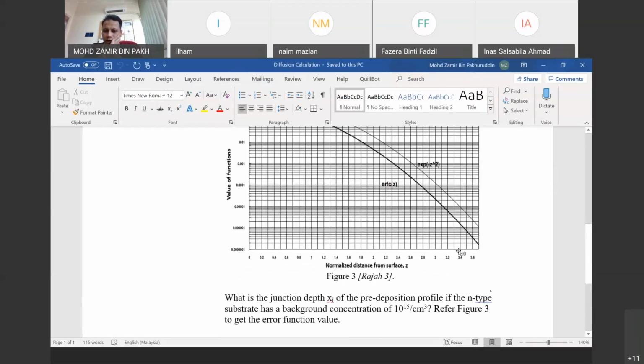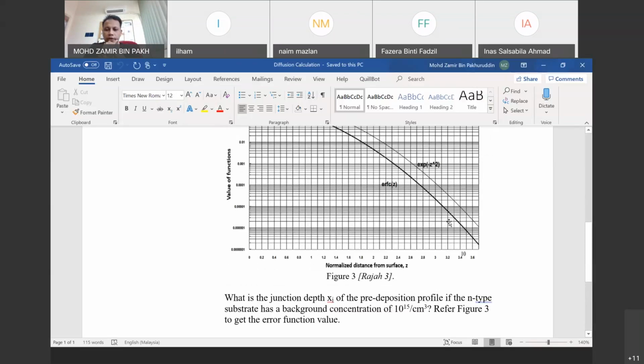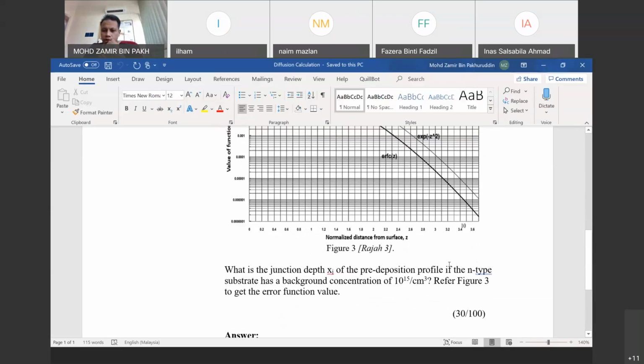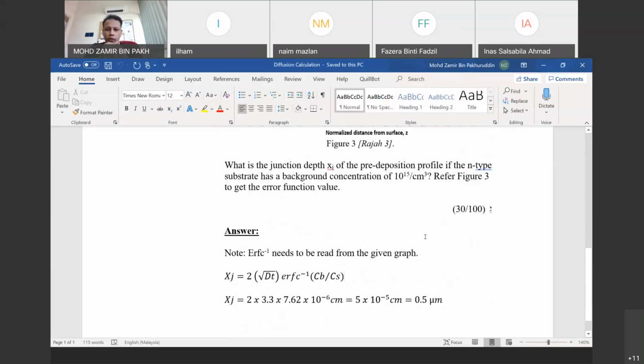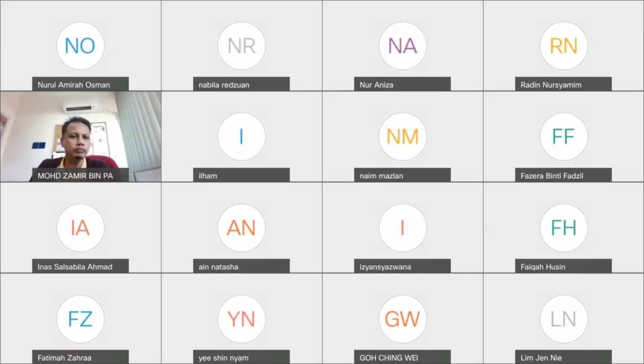So 0.5 micron junction depth. So the value that you need to plug in from the error function curve is the value on the x-axis derived from your diffusion process, untuk you punya background dengan you punya surface concentration. I'm going to share this one on e-learn later on. So the answer is 0.5 micron for your xj. Okay.